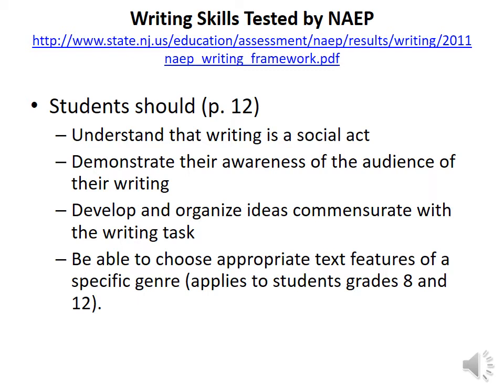Students should also develop and organize ideas commensurate with the writing task, what you're asking them to do. Are they persuading, explaining, etc.? And they should be able to choose appropriate text features of a specific genre. And the testing of students' ability to select appropriate text features applies to students in grades 8 and 12 on the NAEP assessment. However, students need to start learning this particular aspect of writing way earlier. They don't just start learning it in grade 8, but they'll start learning it earlier in their schooling.